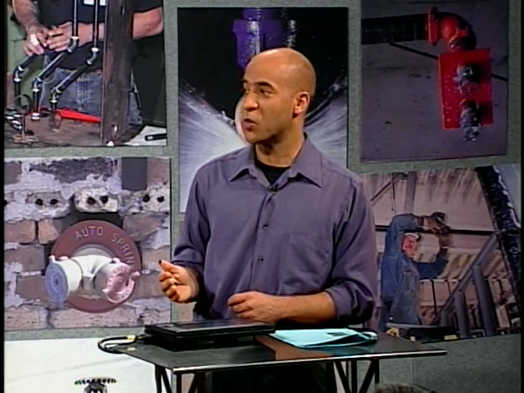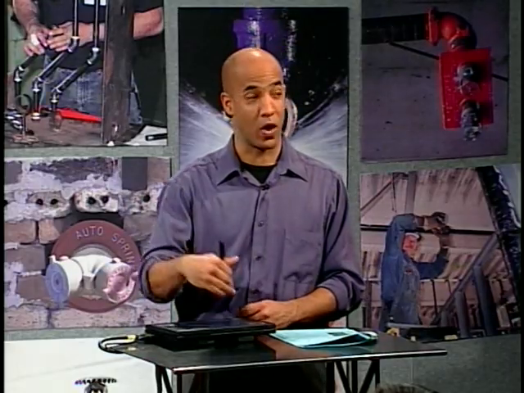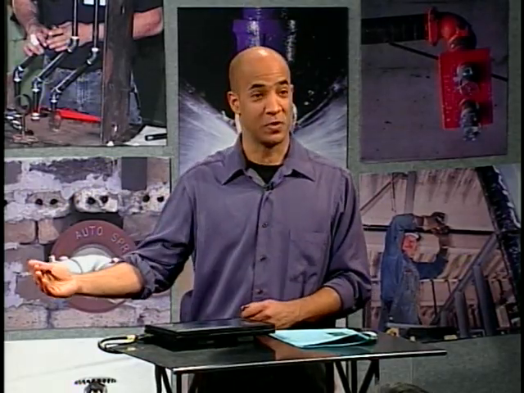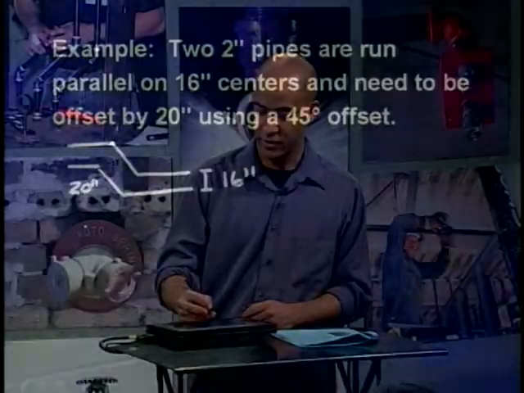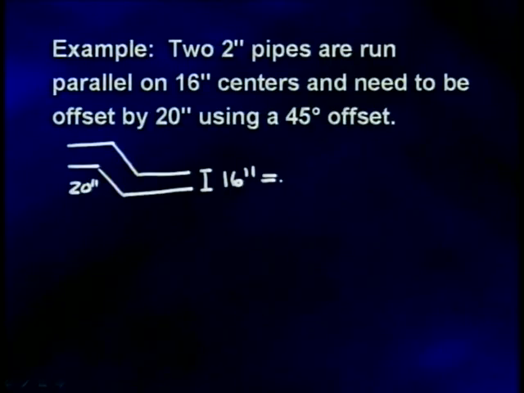So it's important to know which one of those values, the 16 or the 20, are the A value or the E value that we were talking about. So 16 inches is the distance between the pipes, and that's A. And 20 inches is the actual offset, and that's E. OK. So let's go through this calculation.